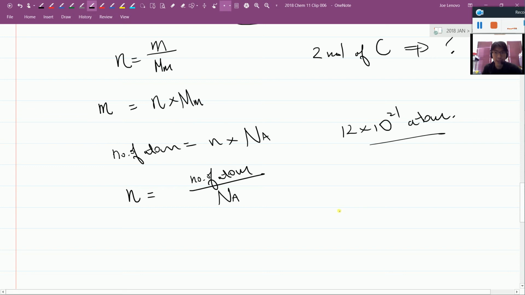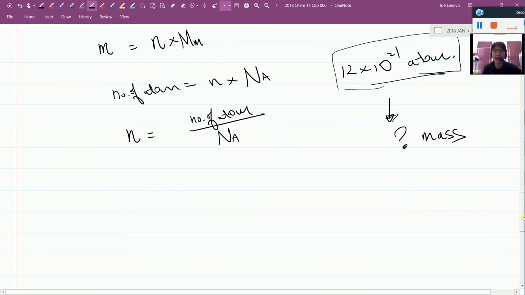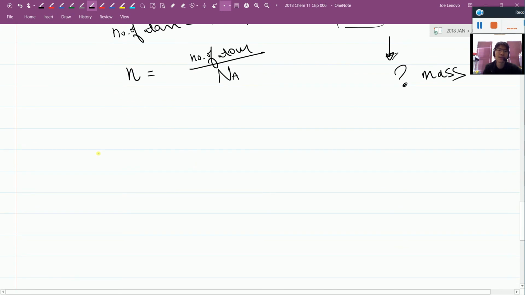The worst situation is, what if I give you the number of atoms, then I ask you to find out how much it weighs? What is the mass of it? Then you have to go through two equations to do it. First, we have the number of atoms, and we try to change that into mole. Then from mole, we can convert that into the mass.